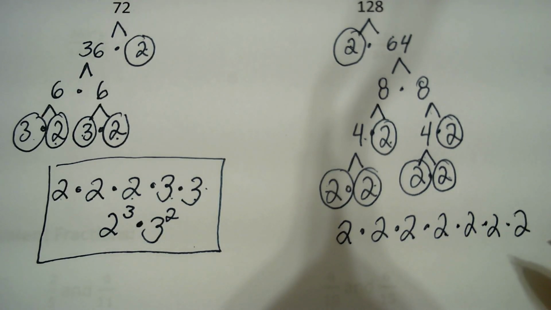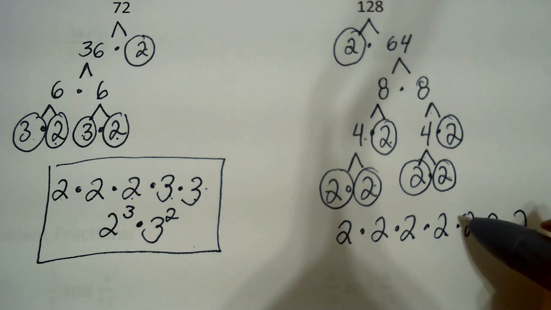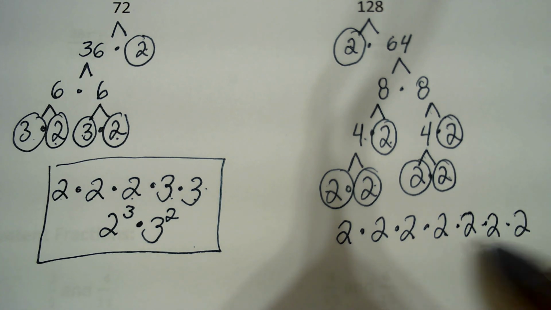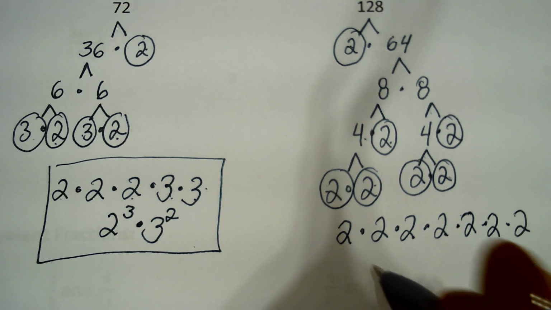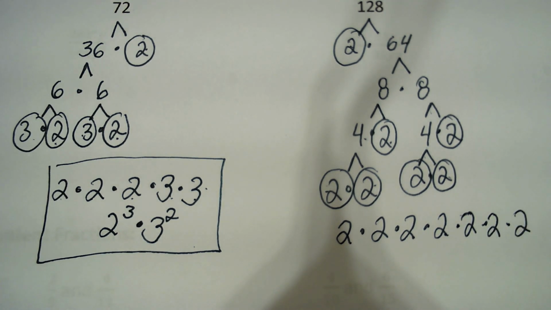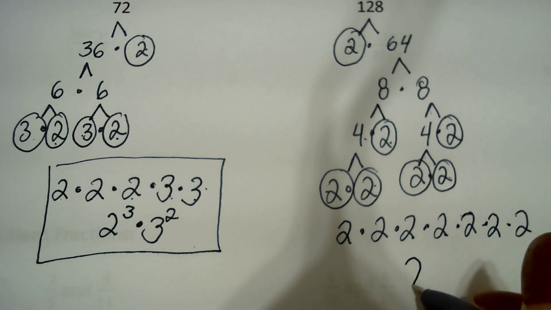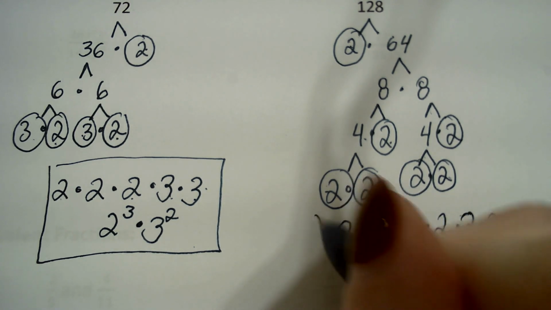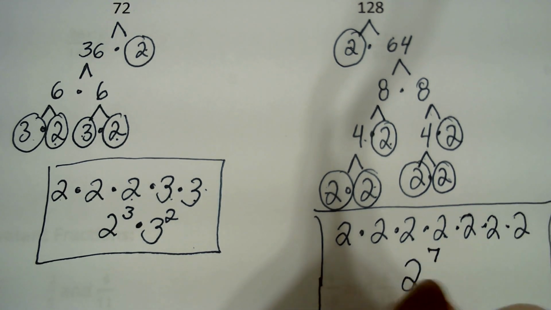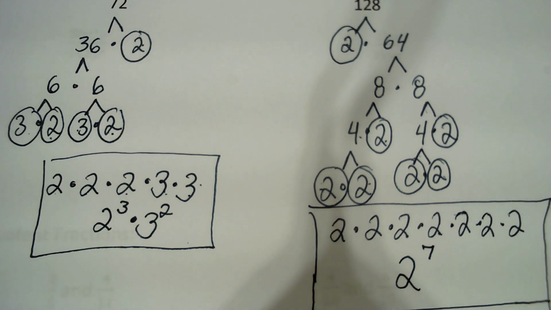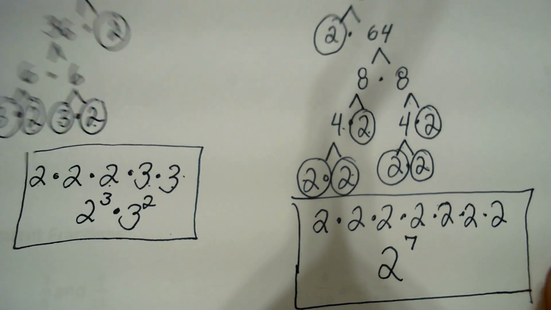It might sound silly, but it's super important because that's where mistakes happen, just from rushing. So we got 7 2's, 2 times 2 times 2 times 2, and so on. Now I have to also write it with an exponent, so that's 2 to the 7th power. All right, so there's our examples of prime factorization.